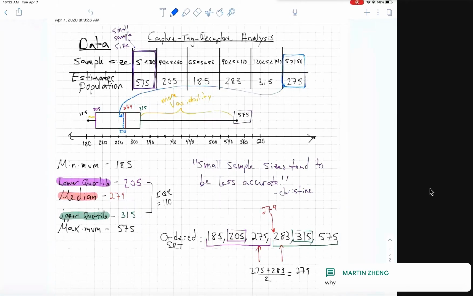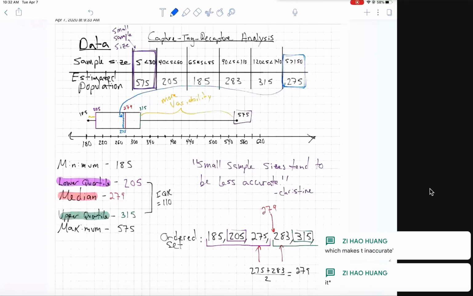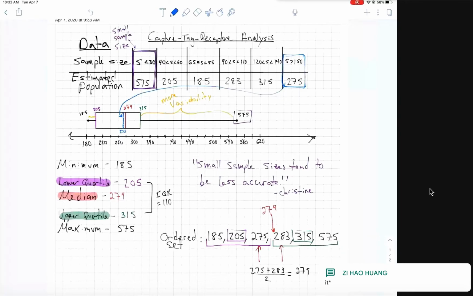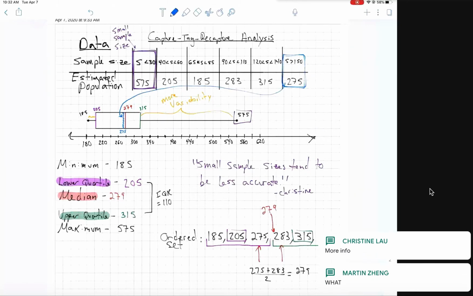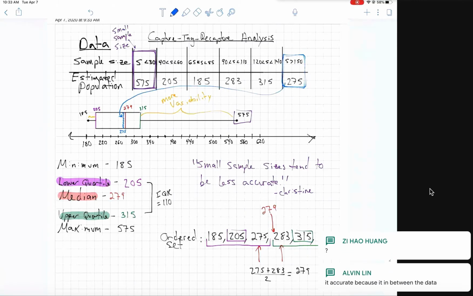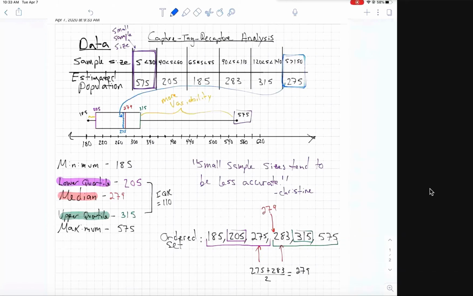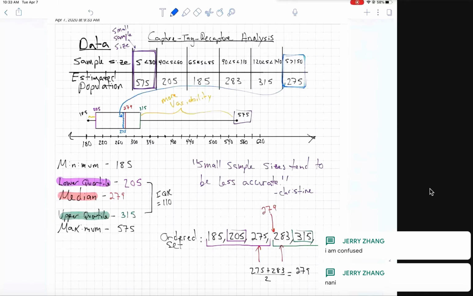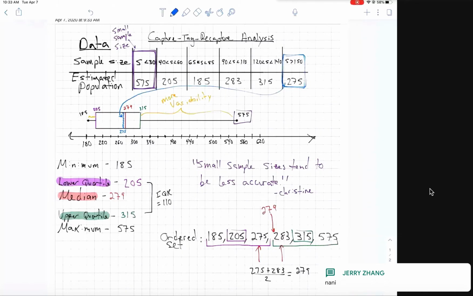Yeah, so why do you guys think that's happened? Martin wants to know why we think that happened. That the largest sample size makes it inaccurate. You think this is inaccurate, the 275? You don't think that's a good guess for the number of fish in the tank? Yeah, it's pretty accurate because it's right in the middle of our data set. Jerry, why are you confused? Can you maybe turn on your mic, guys? It might be easier if your mic was on and you could talk.